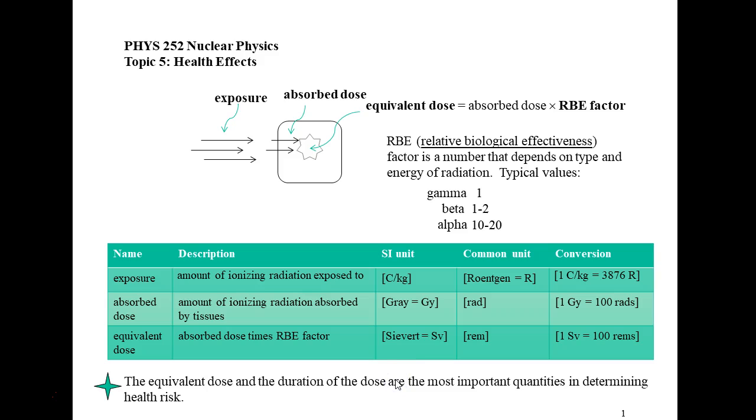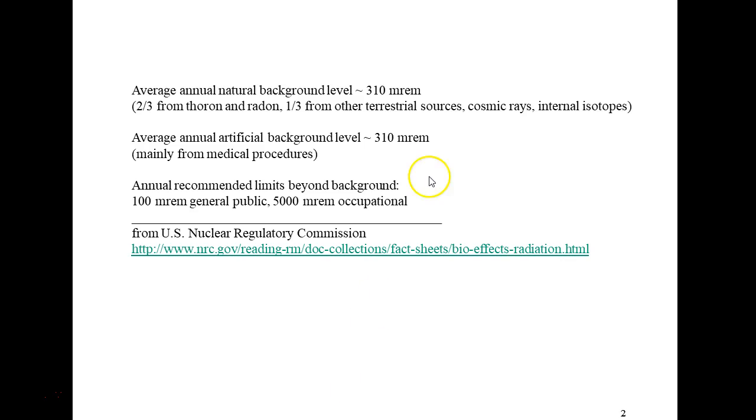Okay, so what's important in determining the health risk is what is the equivalent dose, but also what type of time are we talking about? Did you get this equivalent dose in 2 hours, in 2 weeks, in 2 years? So the equivalent dose and the duration of the dose are the most important quantities in determining the health risk. Where you get this equivalent dose is also a factor, but probably the biggest two are the dose and the duration.